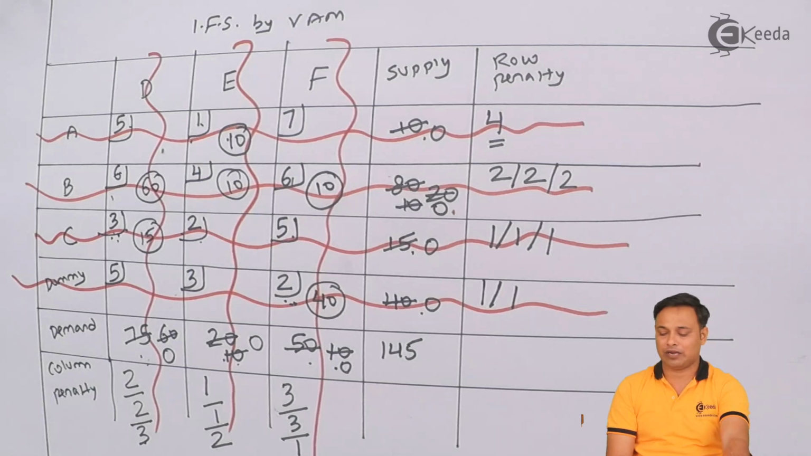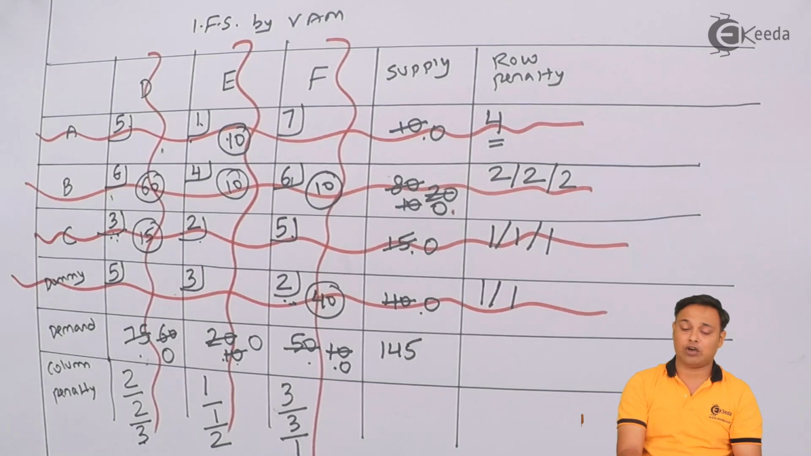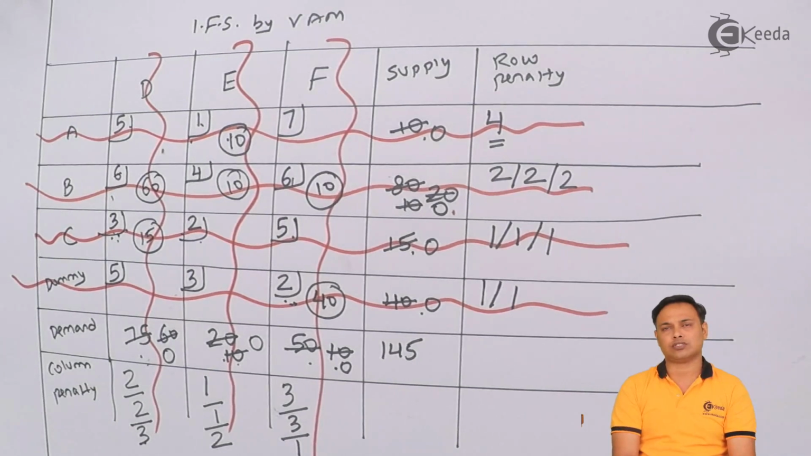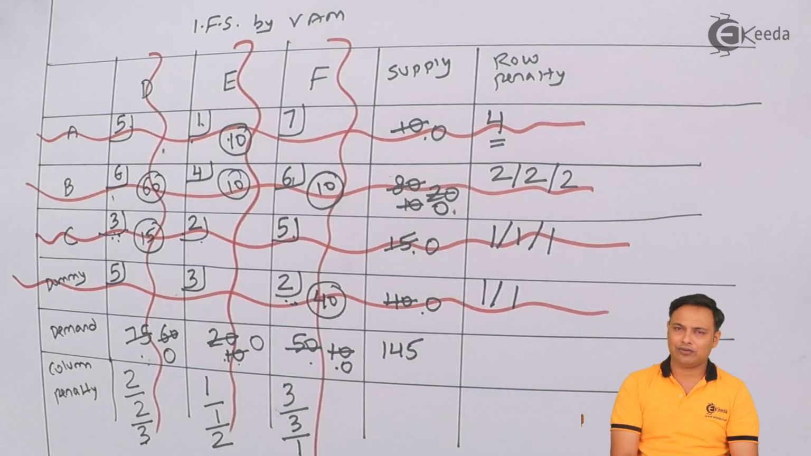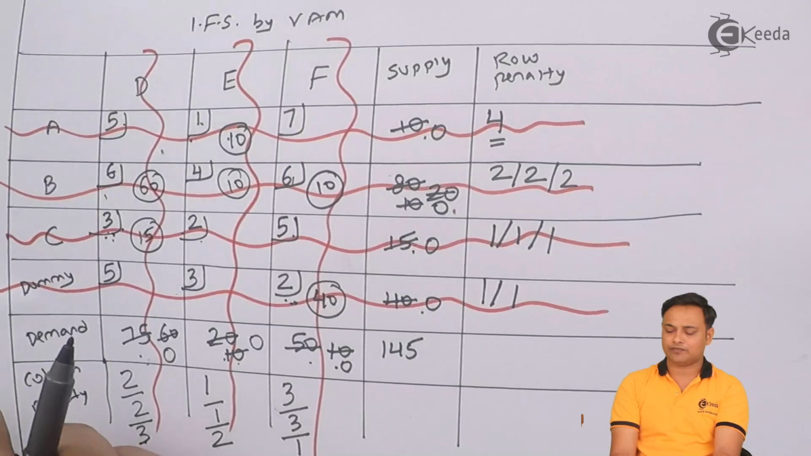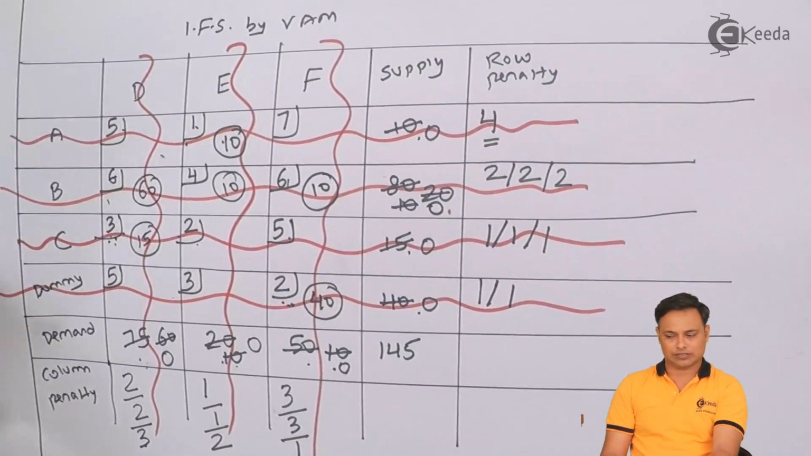Now in my next table, I am going to check the optimality of this solution. How to check the optimality? For that we have the MODI method. Let's redraw the table again without penalties.